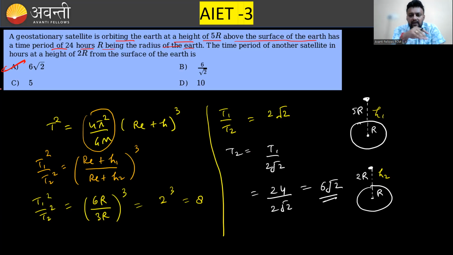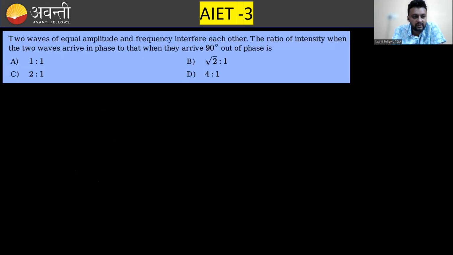I hope the calculation part, you can skip it. You can solve it by yourself. But what you should remember is the relation only. These two things, up to this point, the question is from my side. After that, you can solve it. So the correct option is A. Okay.